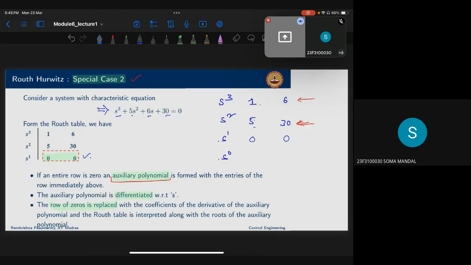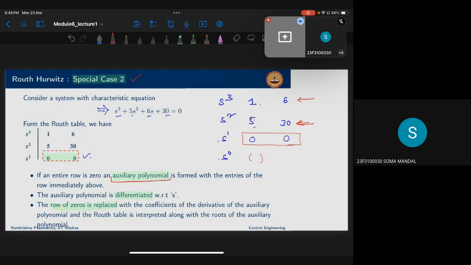If the entire row becomes zeros, what is going to be this next number? 0 multiplied by 30 is 0. 5 multiplied by 0 is 0. Divided by 0. 0 by 0 is again undefined, correct? That is because you have this entire row as zeros. Is it clear?